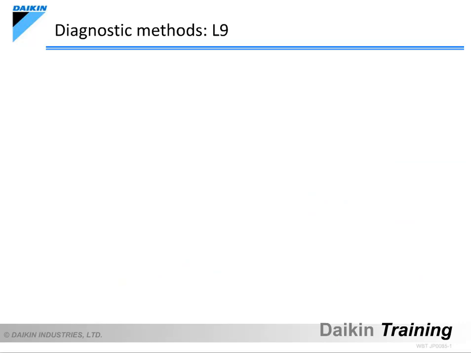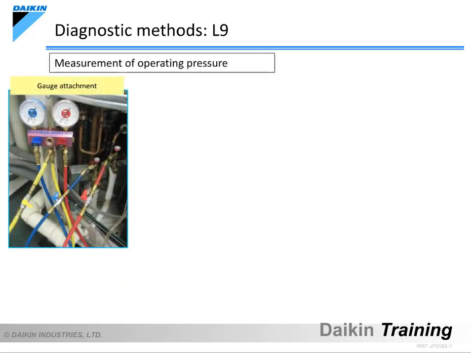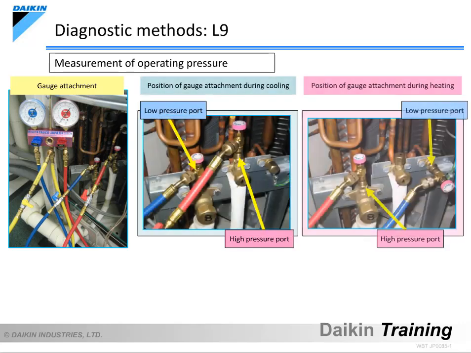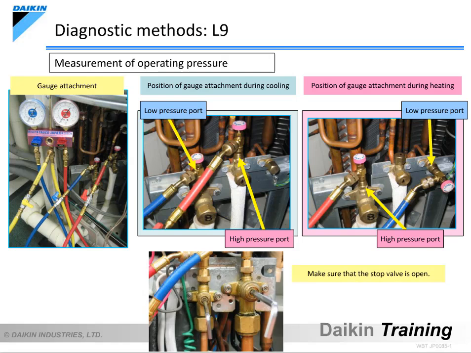Let's now look at the diagnostic method for the L9 code. When the compressor cannot be activated, the cause is likely a problem with the refrigerant circuit. To check the circuit, attach the pressure gauges to the service ports on the outdoor unit. Note that the positions of the service ports to which the gauges are attached differ between cooling and heating. Also, make sure that the stop valve is open.